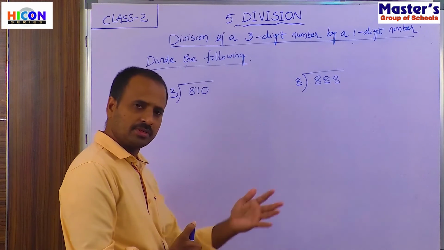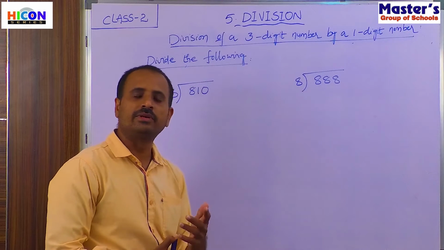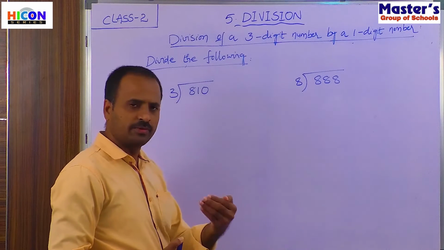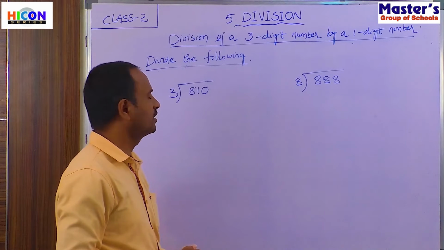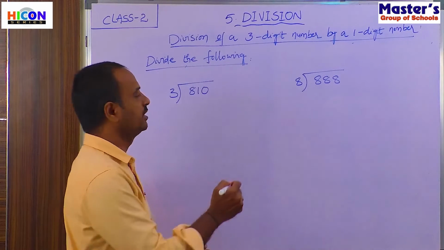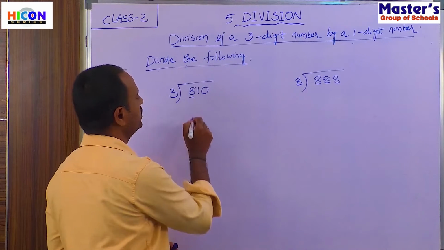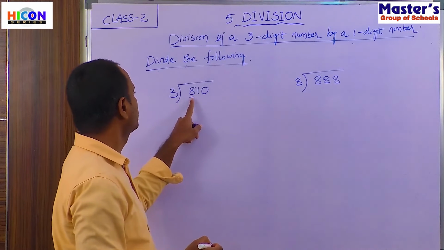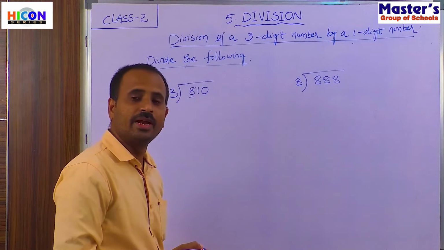So again the same process. That means we have to take 1 digit separately and do the division. So let us take the first digit in the dividend. What is the first digit in the dividend? 8 is the first digit in the dividend. Let us find when the number 8 comes in the table of 3.